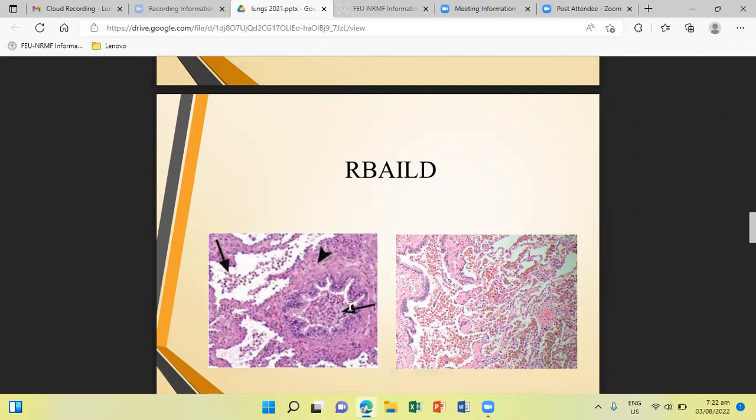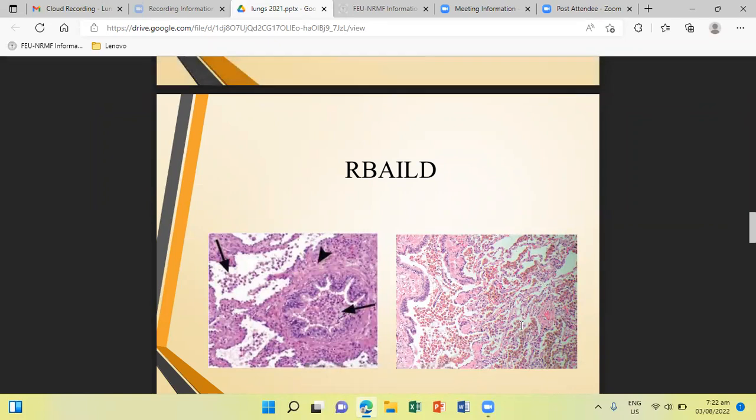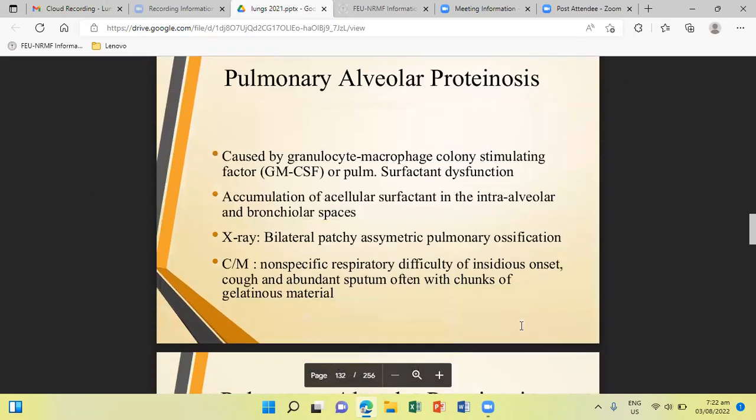Again, it is characterized by, as you can see here, a lot of brown pigmented intraluminal macrophages, usually evident in the bronchioles. The changes may be patchy or it may be a bronchiolocentric distribution as what I am showing you right now. Okay, let us go to the next category, which is pulmonary alveolar proteinosis.